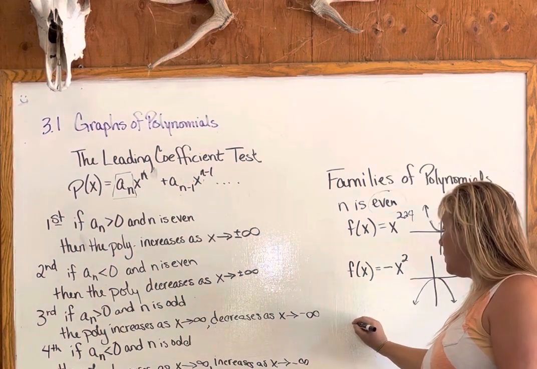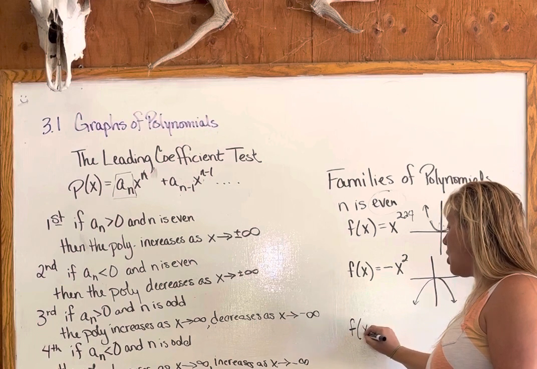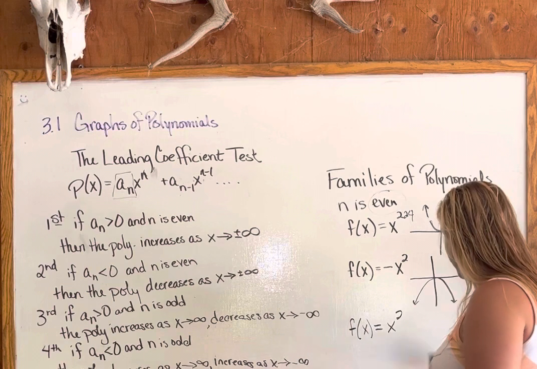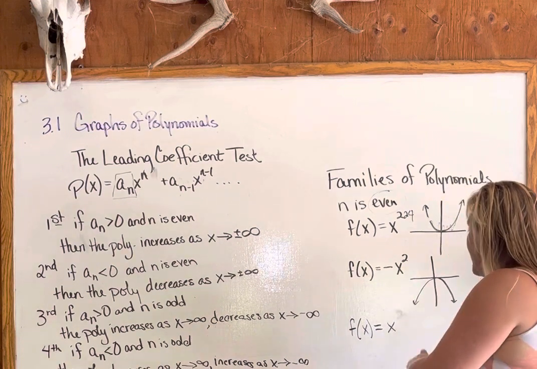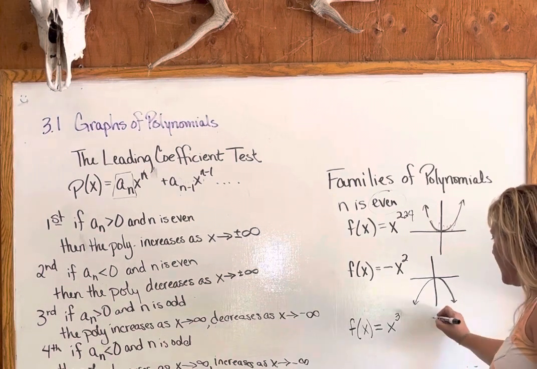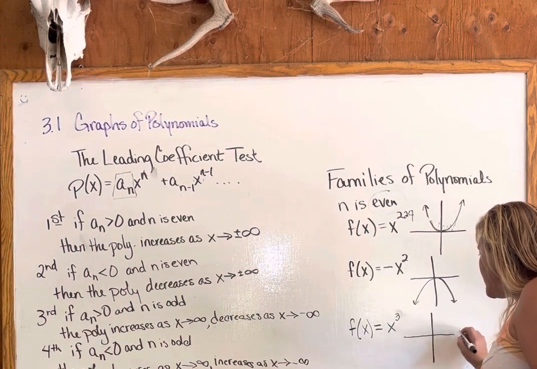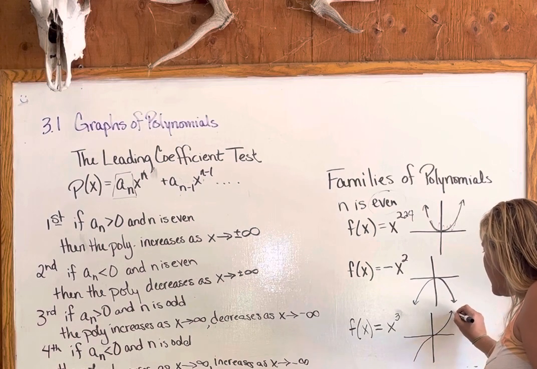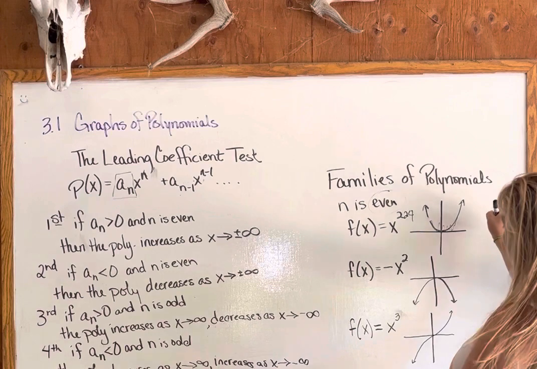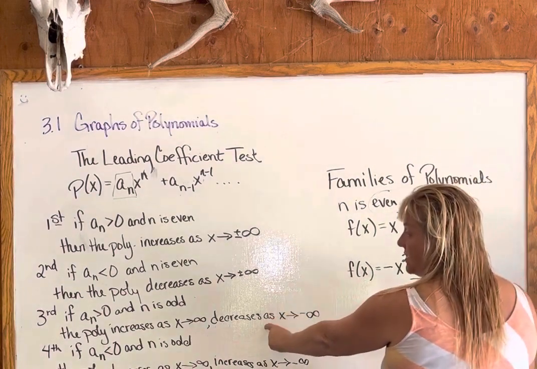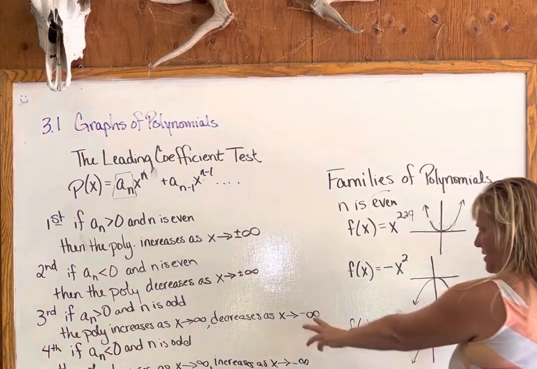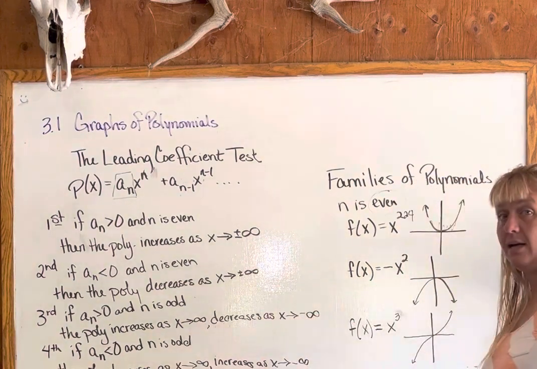All right, then the third one is talking about if n is odd. And our most common odd guy, that is a really big 3, is x cubed, isn't it? X cubed, another one of our base graphs. So when you see x cubed, you should immediately be thinking like this. Now notice, it's going up on this side and it's going down on that side. That's what this is saying. It increases as it goes this way and it decreases as it goes that way. So that is just a visual of what we see here.